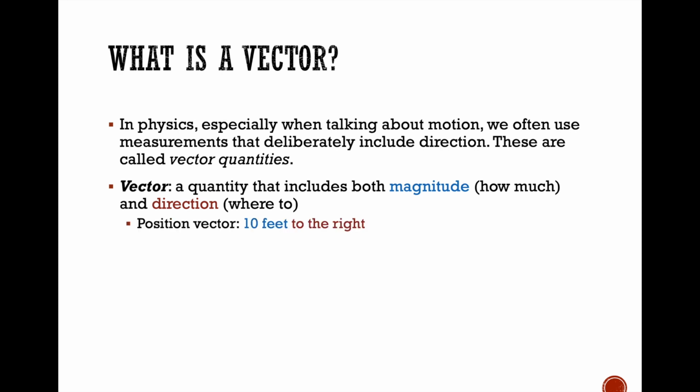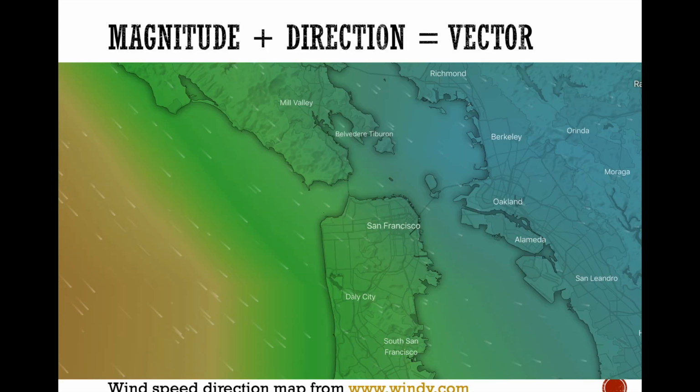So for example, a position vector would have the magnitude of 10 feet, but also the direction of to the right. And a velocity vector would have the magnitude of 70 miles per hour, but also the direction of north. So here's a helpful visual to really see that a vector is both magnitude and direction.